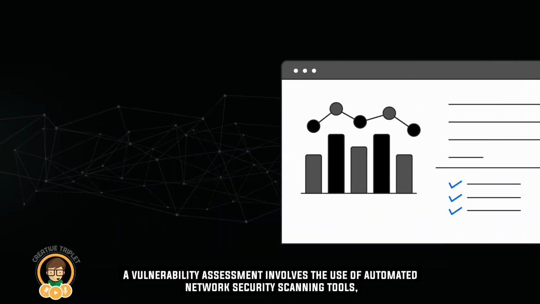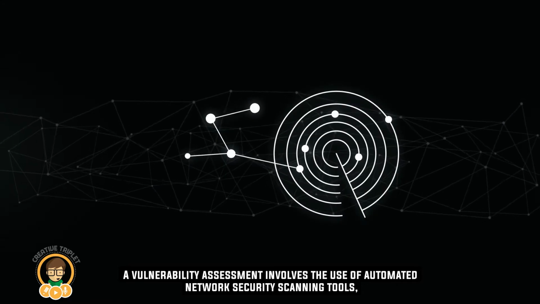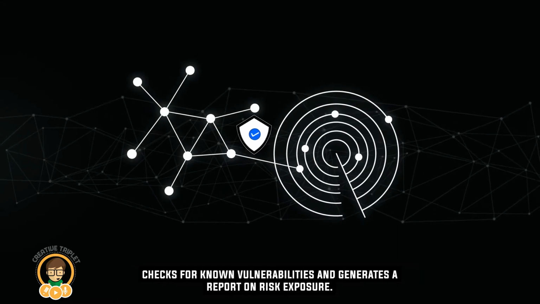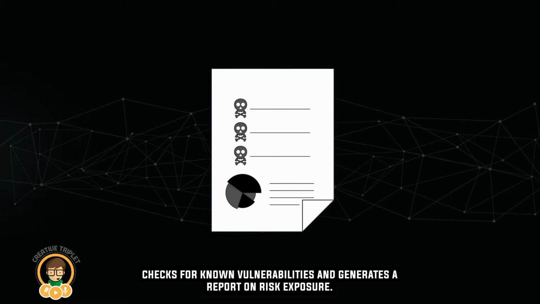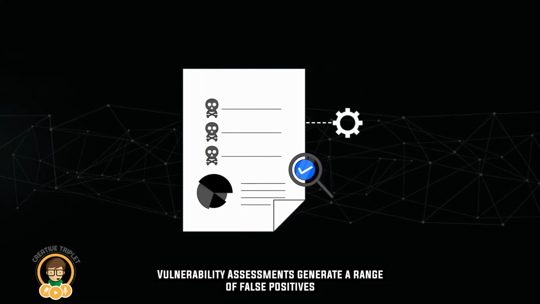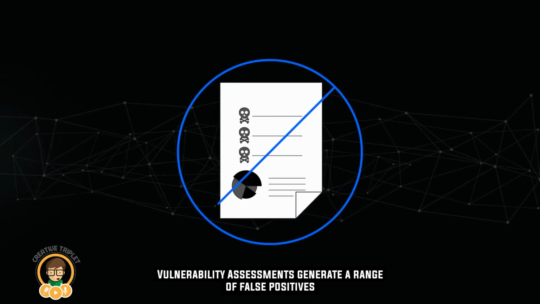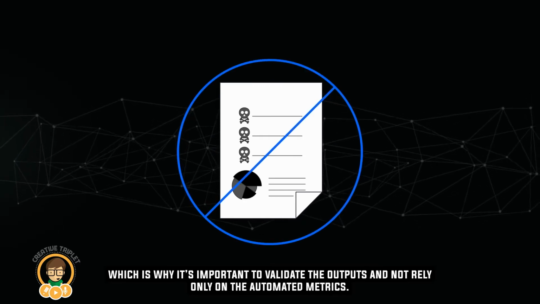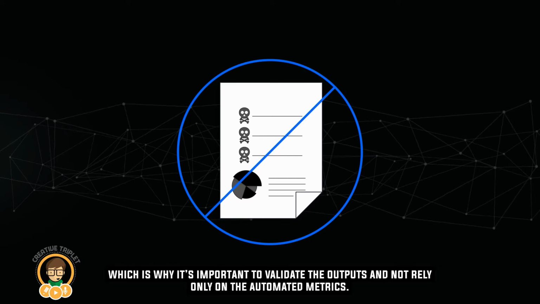A vulnerability assessment involves the use of automated network security scanning tools, checks for known vulnerabilities, and generates a report on risk exposure. Vulnerability assessments generate a range of false positives, which is why it's important to validate the outputs and not rely only on the automated metrics.